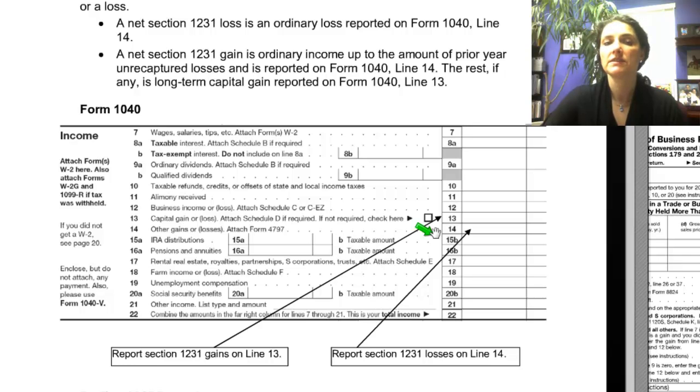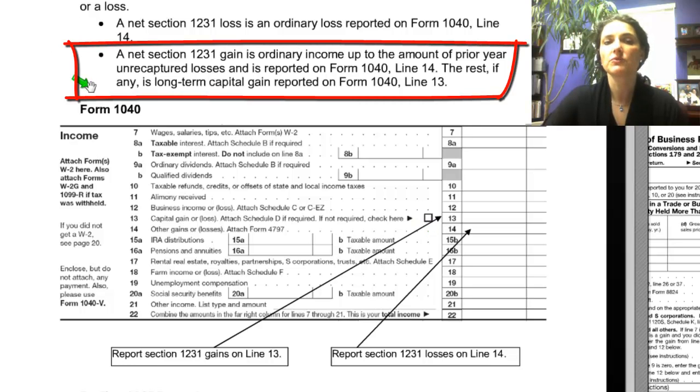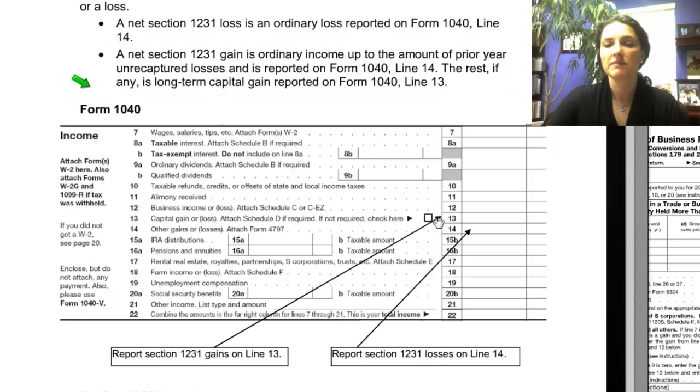So if you sell a business asset at a loss, you are able to report that loss as an ordinary loss on Line 14. So a net Section 1231 gain is ordinary income up to the amount of prior year unrecaptured losses and is reported on Line 14. The rest, if any, is a long-term capital gain reported on Form 1040, Line 13. So let's think about this a little. If you sell a business asset at a loss, the loss is deducted on Line 14.